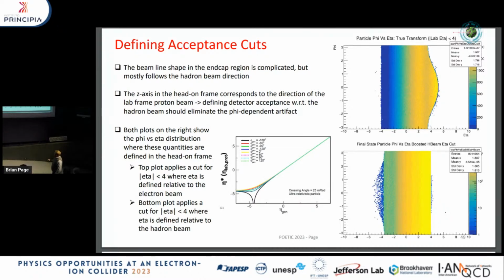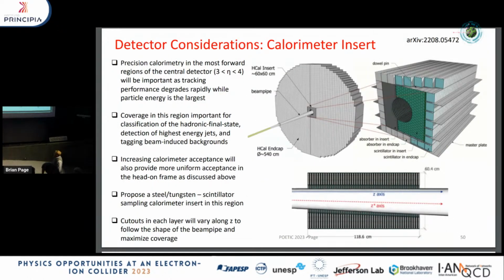I'm sorry, I'm really rushing through this, but basically we can place our cuts and define a frame in which we don't have to worry about these crossing angle effects. We just have to do it carefully, and that has some implications for the detector. So basically, one of the things that we're looking into is doing an insert in the forward calorimetry region that really follows this beam pipe and allows you to place your fiducial cuts as close to the beam pipe as you can.